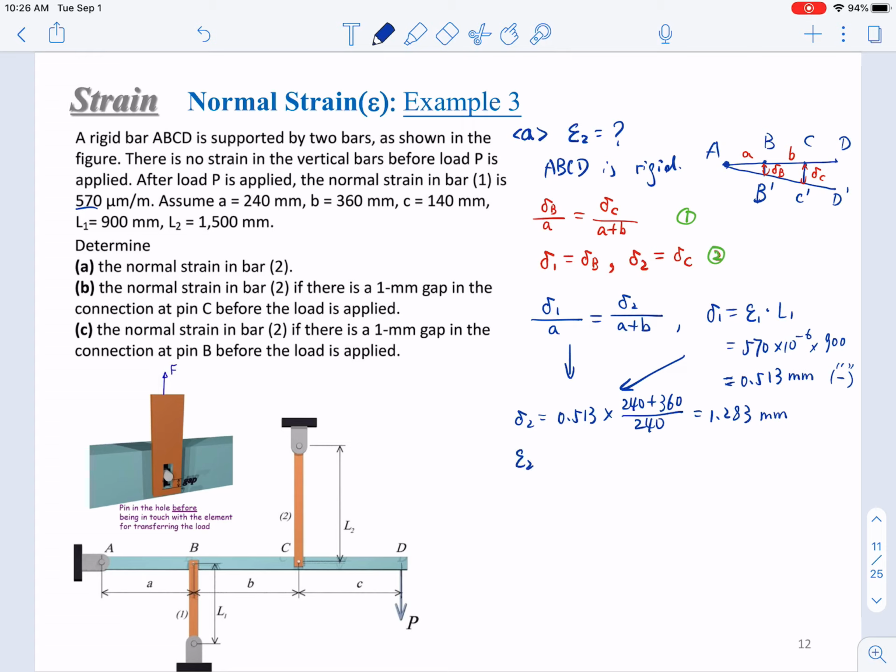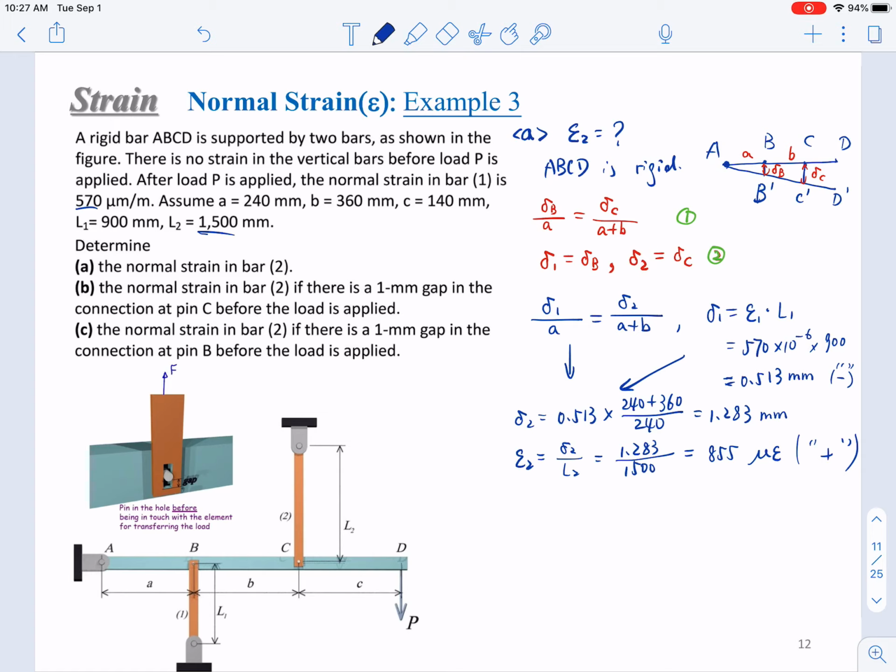Based on this delta 2, we can calculate epsilon 2. So epsilon 2 will be delta 2 over L2, 1.283 over L2, which is here, 1,500. That would be 855 microstrain. Is this positive or negative? As we just mentioned, this will be positive.